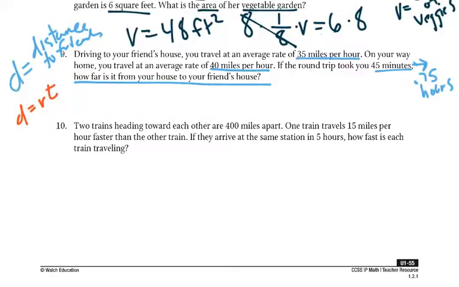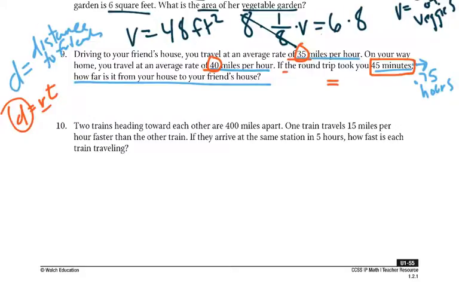Okay? We have the time for the round trip. We don't have the time for each trip. Because we're going at different speeds, our rate was changing. However, the distance we traveled for both of these is going to be the same. Okay? So that's where I can start an equation.